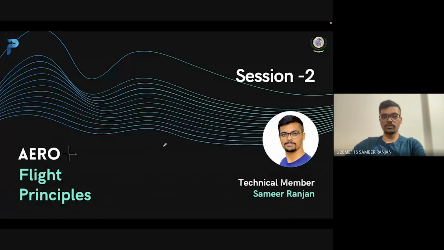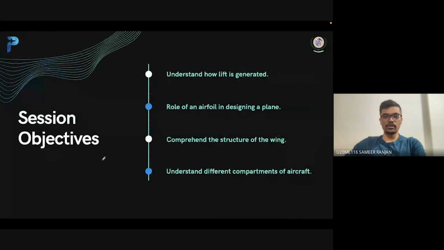Good evening, guys. These are the session objectives of today's session. In today's session, you'll learn about how lift is generated, the role of an airfoil in designing a plane, comprehend the structure of a wing, and understand different compartments of the aircraft.